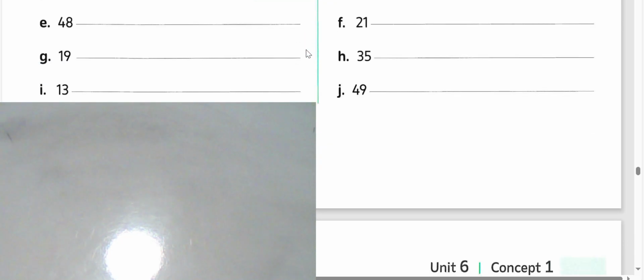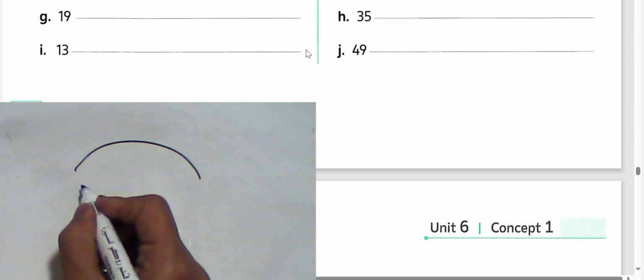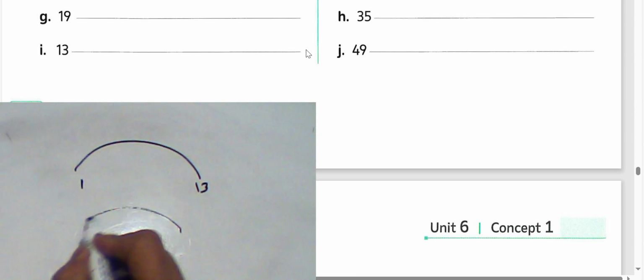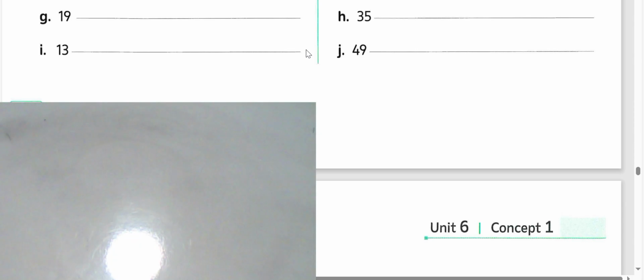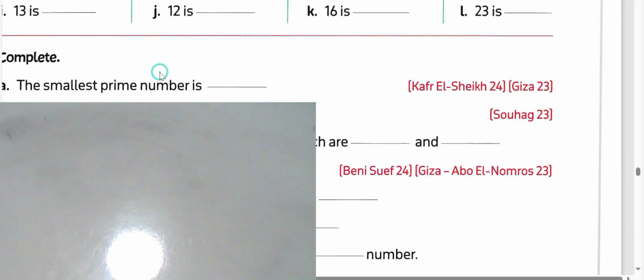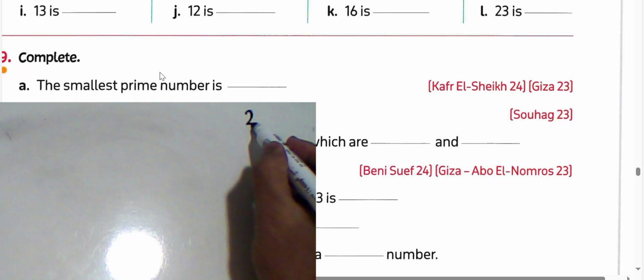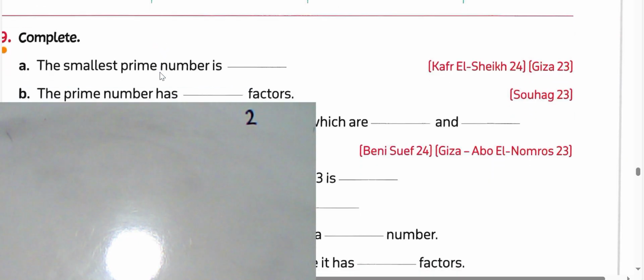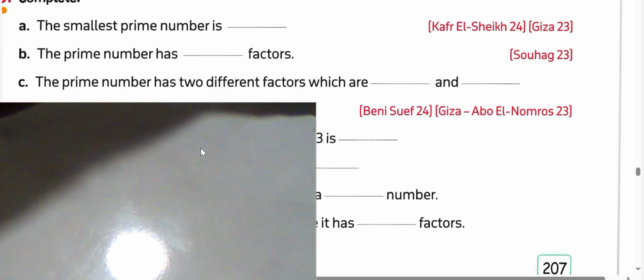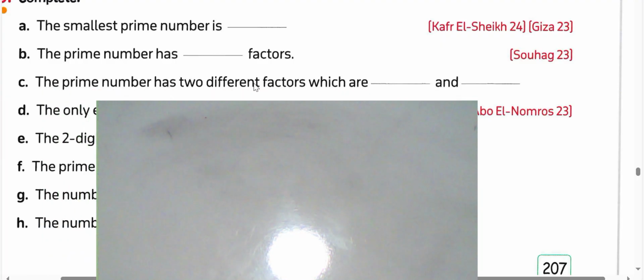Next question. 13 is a prime number. 1 times 13. And 19 also, 1 times 19. The smallest prime number is 2. 2 is the smallest prime number. A prime number has only 2 factors, right? 2 also. Next question. A prime number has 2 different factors, which are 1 and itself. A prime number has 2 factors, right?